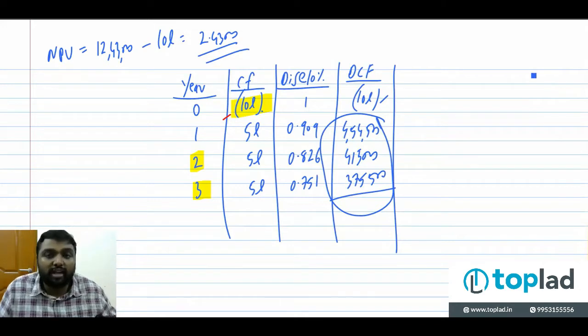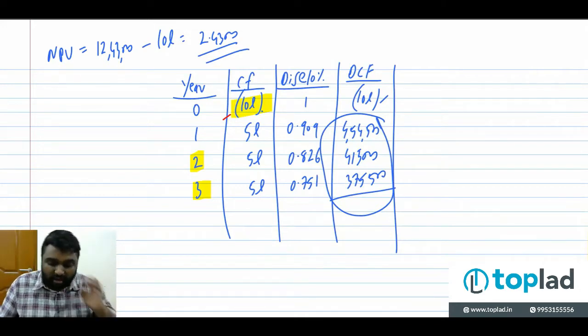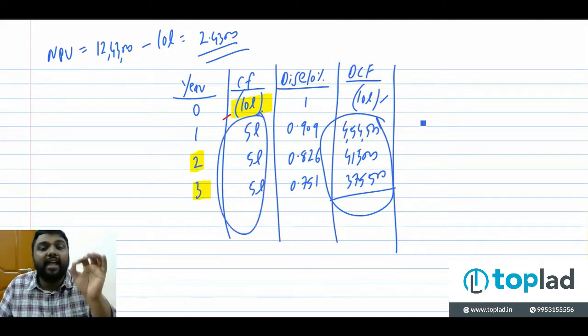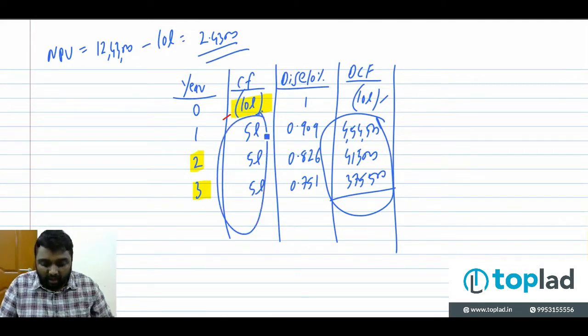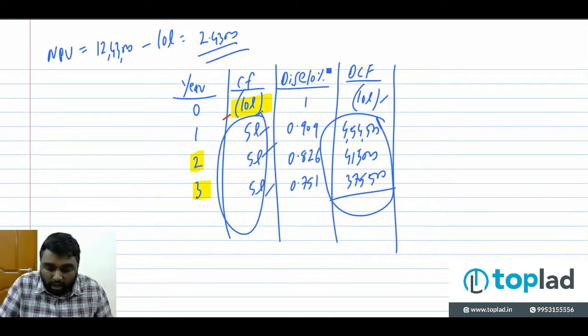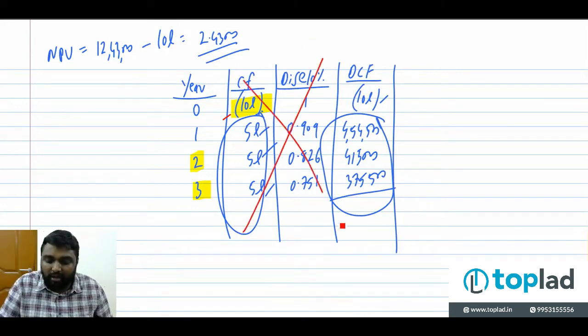See, this question has one speciality. What is the speciality of this question? Every year, the same cash inflow. See, 5 lakh, 5 lakh, 5 lakh. Every year, the same cash flow. We can do one shortcut. No need to make this big table. We can do it in a shortcut method.